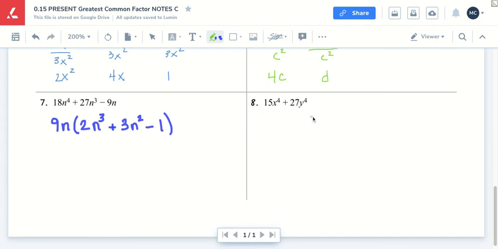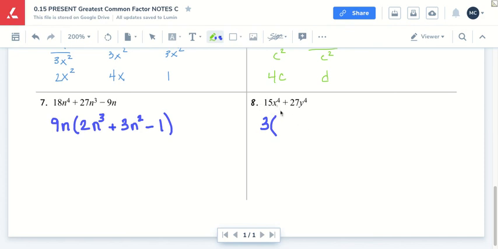Now for our last problem over here, we have only two terms this time. We've got 15x to the 4th and 27y to the 4th. Do a prime factorization on 15 and 27, and we'll find again that they have a 3 in common, only a 3. Then if I look at the variables, my first term has an x to the 4th, and my second term has a y to the 4th. Now because the bases of the exponentials are different, that means they are not common. They have nothing in common as far as the variables are concerned. So 3 is my greatest common factor this time.